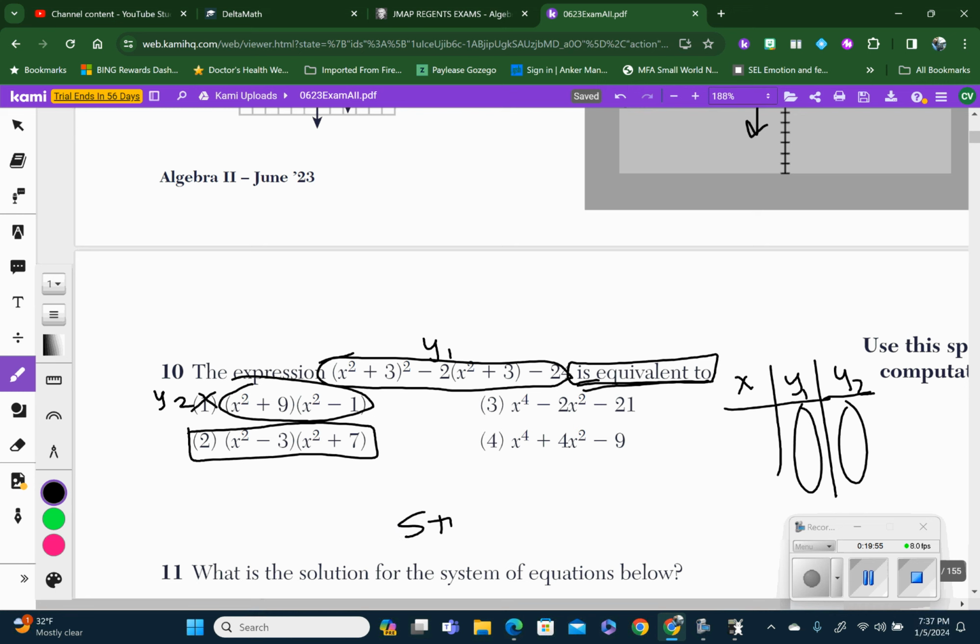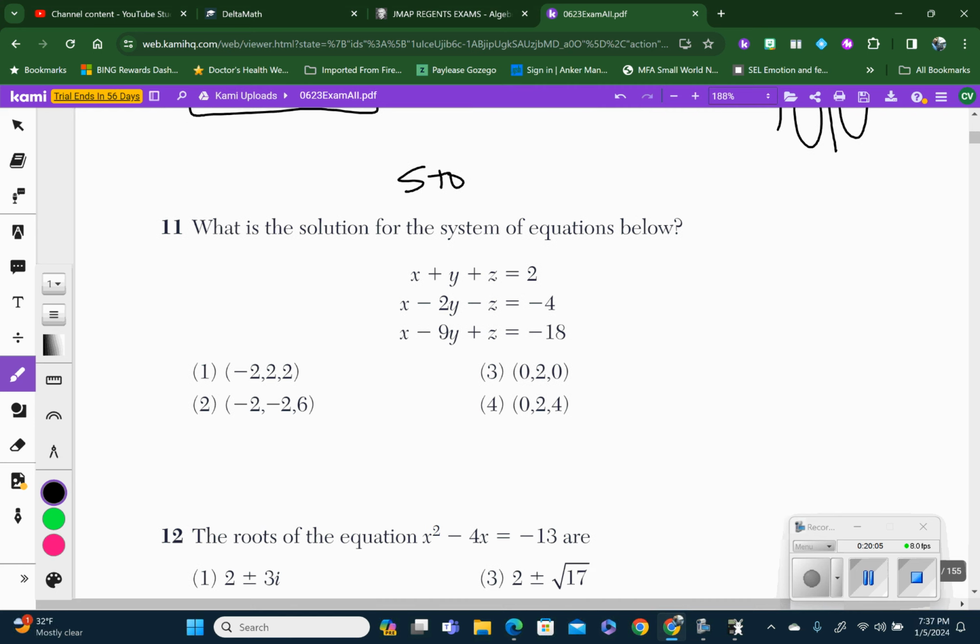Or you can use the store button, right? Store a number in for x, press enter. This is similar to what we did before, and then see which one gives you the same answer, and that is also going to be 2.